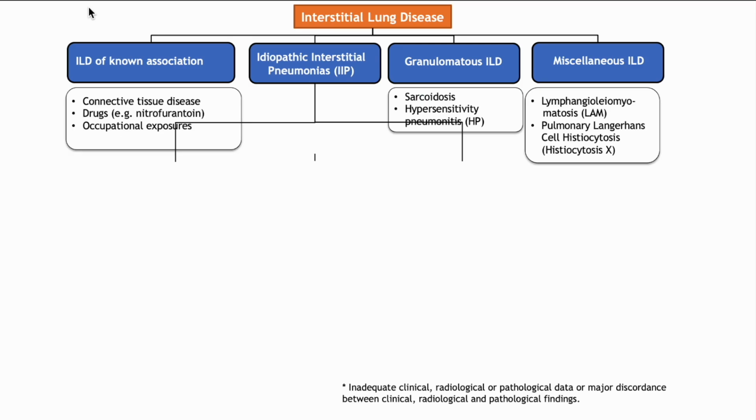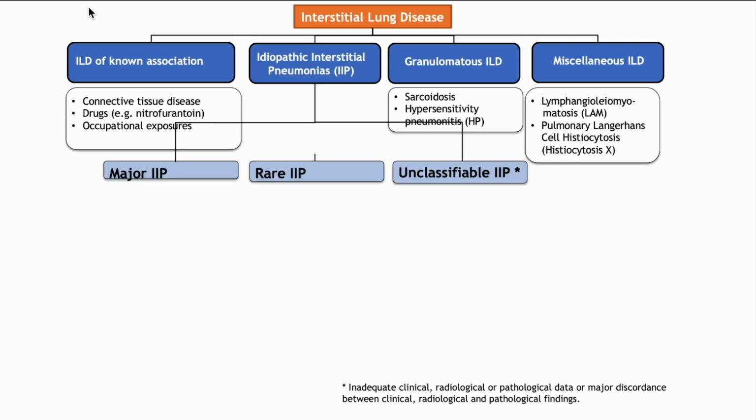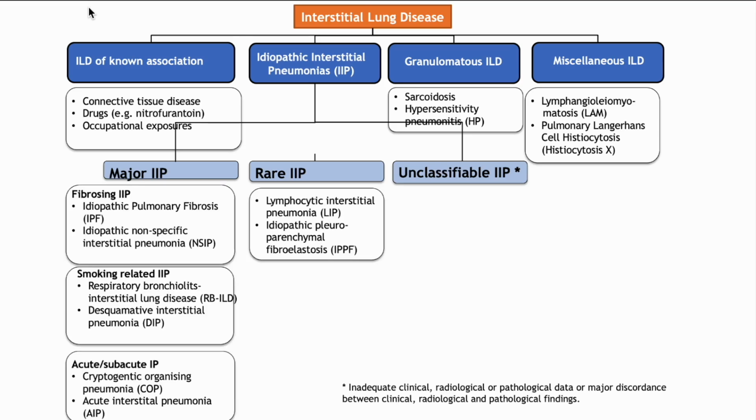Together with improvement in technology, and especially in the role of HRCT, or high-resolution CT scan, clinical and radiological findings often can help us come to a better understanding of potential causes in the IIP group. So this is now broken into either major or rarer forms, or those where there is inadequate clinical, radiological, pathological data or discordance between those findings, into the unclassifiable IIPs.